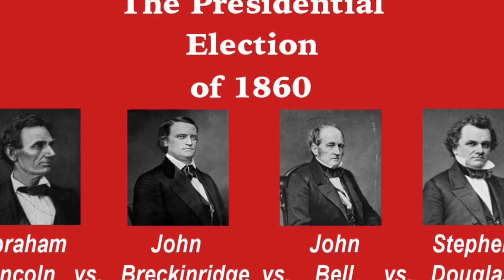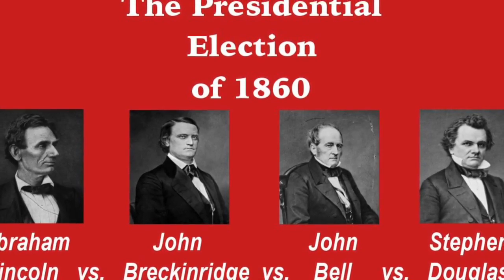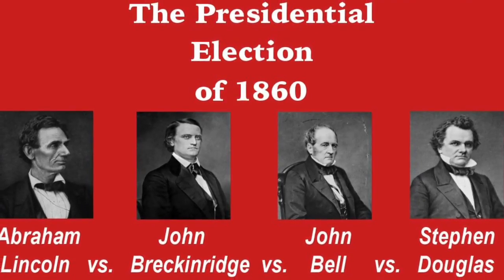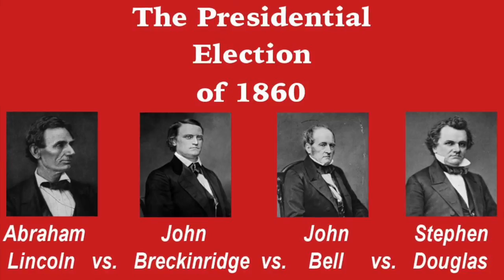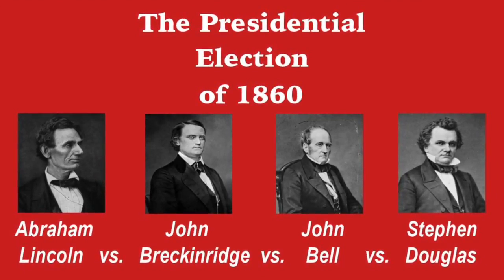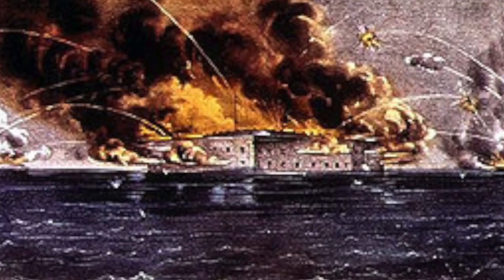The election of 1860. The South threatened to leave if Abraham Lincoln won, and Lincoln won, so South Carolina was the first state to secede. The candidates for the presidential election were Abraham Lincoln, John Breckinridge, John Bell, and Stephen Douglas.